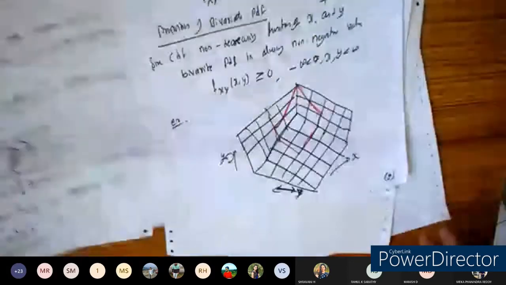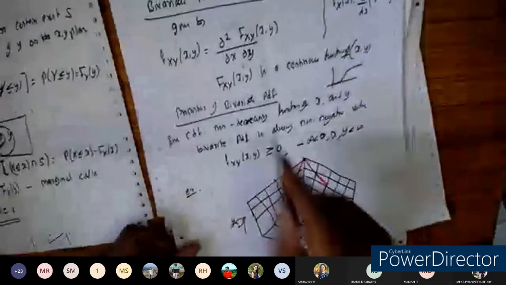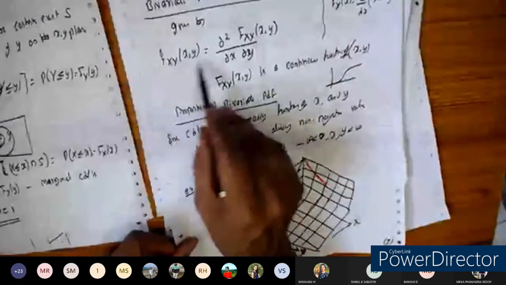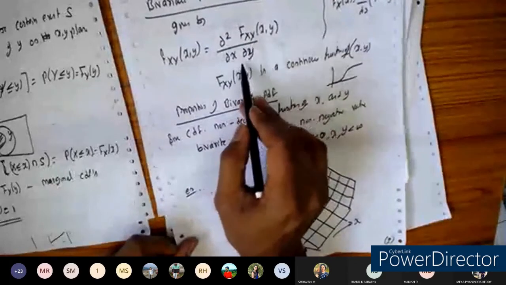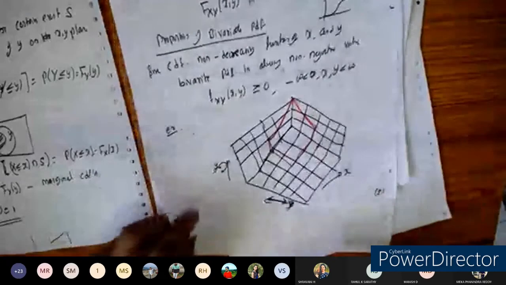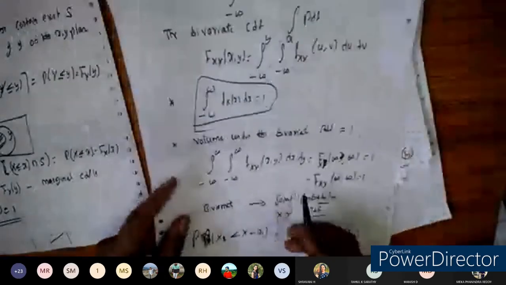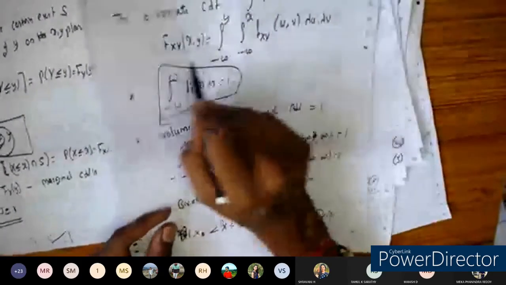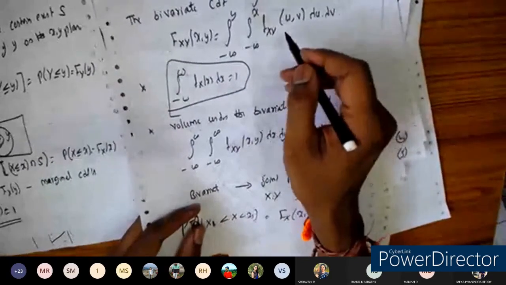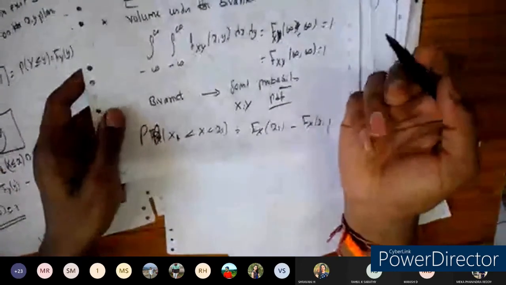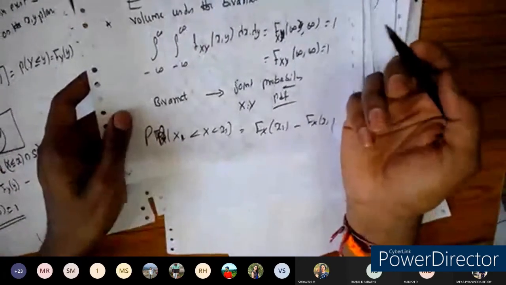These properties are already written in your notes. For the bivariate PDF, we write f_XY(x, y). If you differentiate the CDF, you get the PDF. For the PDF, it is possible to extract the individual PDFs from the joint or bivariate PDF. Those you are going to call the marginal PDFs.